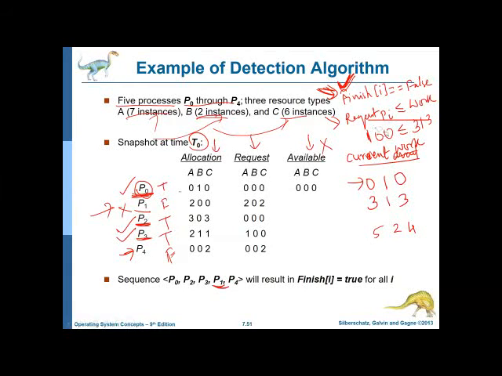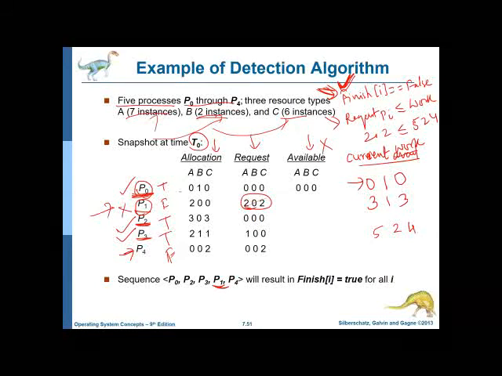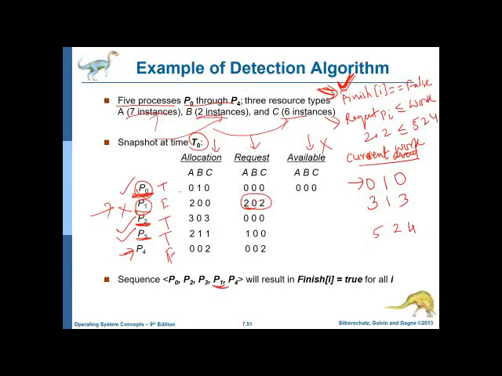So we have to check all these conditions again. What is our current work availability? It is 524. Now, suppose I'm taking P1 once again. What is its request? Its request is 202. So we have to see whether 202 is less than equal to 524. Yes, it is less. Because it is less, its request can be satisfied, so it returns everything that has been allocated to it back to the memory pool.